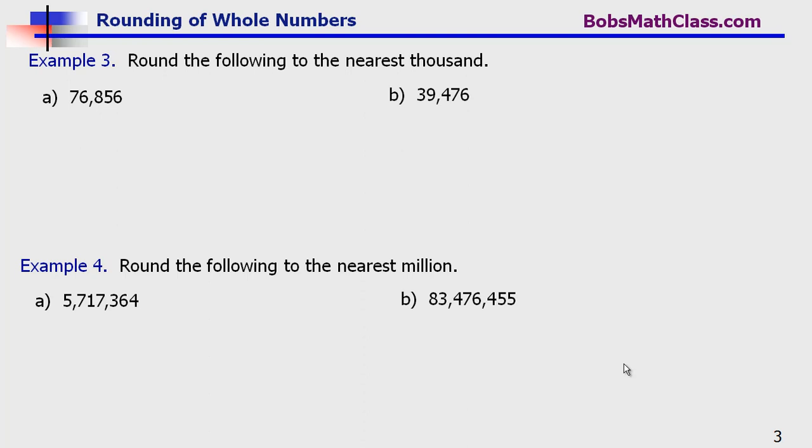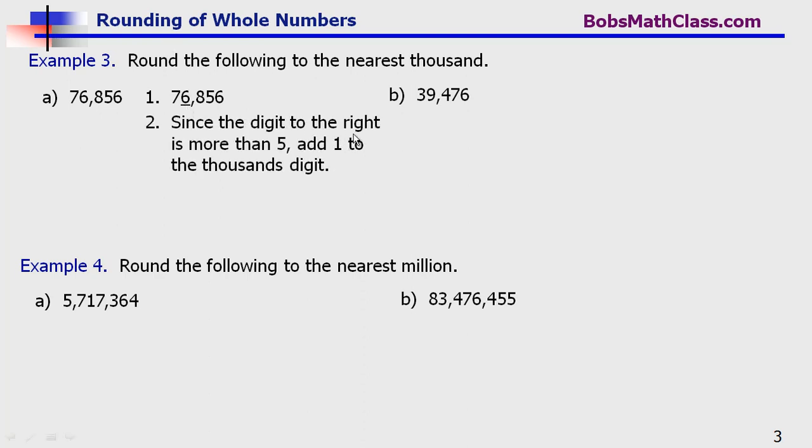Okay, again, step 1 is underline the thousands place. And then look at the digit to the right. 5 or more, we add 1 to the thousands. Less than 5, we leave the thousands the same. And then everything after the thousands place becomes 0. So since the digit to the right is more than 5, add 1 to the thousands. So you're going to add 1 to the 6 here. So what's the answer? 77,000.